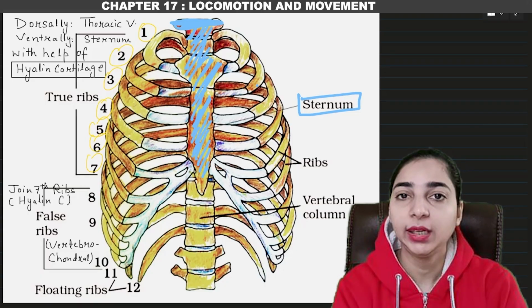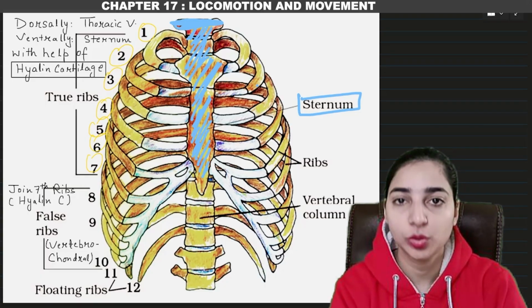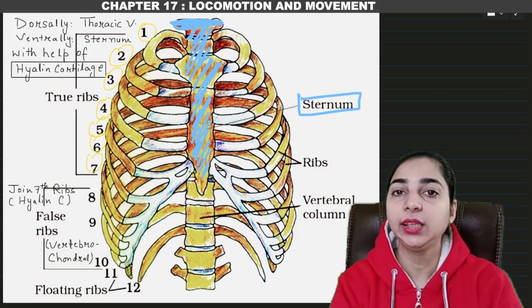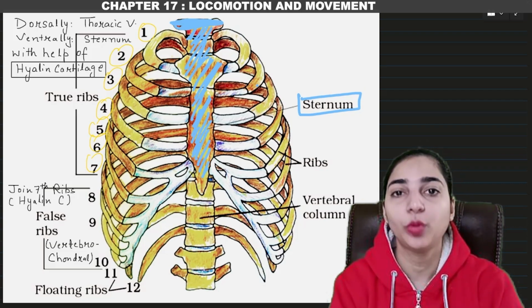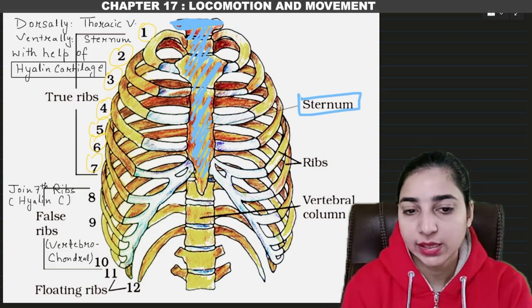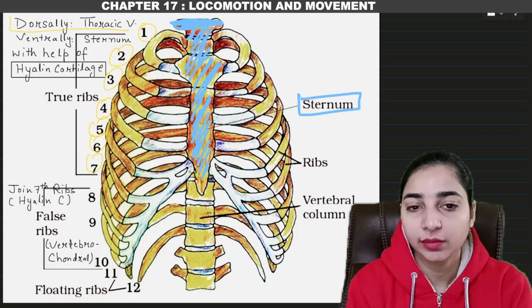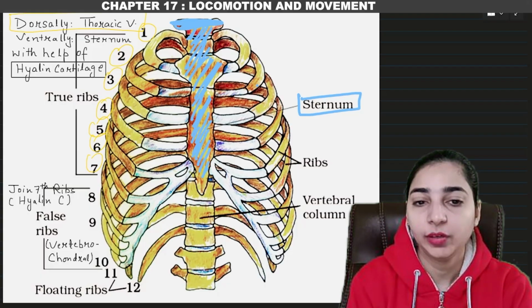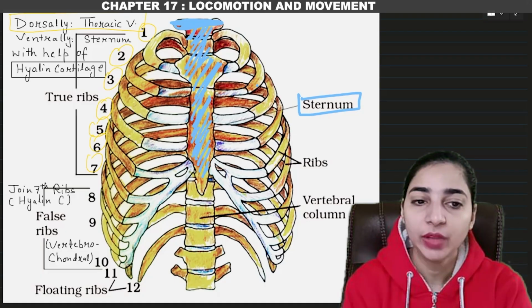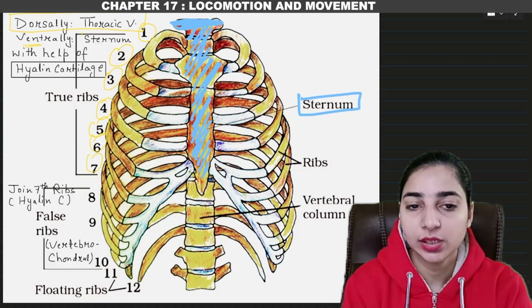So the ribs which connect to the sternum directly are known as true ribs, and the ribs which connect to the sternum indirectly are known as false ribs. Okay, so the first 7 ribs are known as true ribs. Dorsally they are connected with the thoracic vertebra of the vertebral column. Ventrally they are connected to the sternum directly.